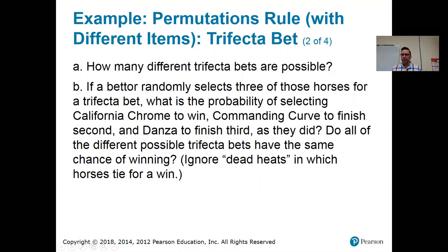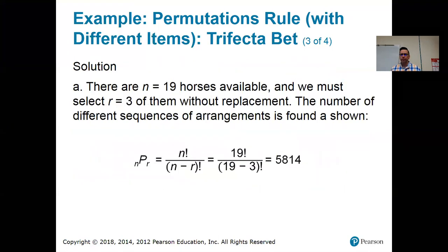So let's start with how many different trifecta bets are possible. I have 19 horses. I need to pick 3 of them, and I need to pick them in the correct order. So that is a permutation problem. I put 19 for n, I put 3 for r. So this ends up being 19 factorial divided by 16 factorial. That comes out to 5,814.